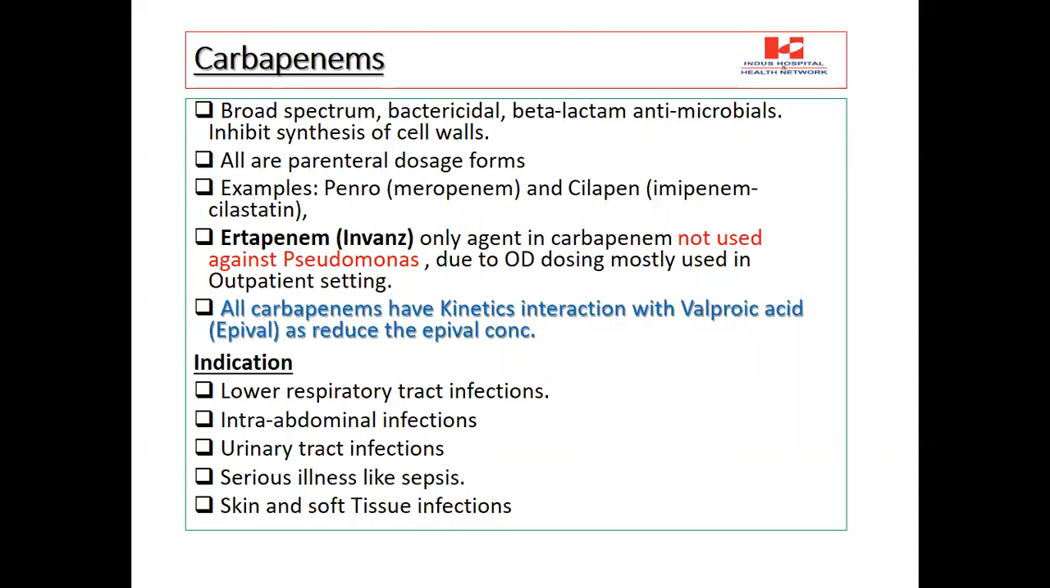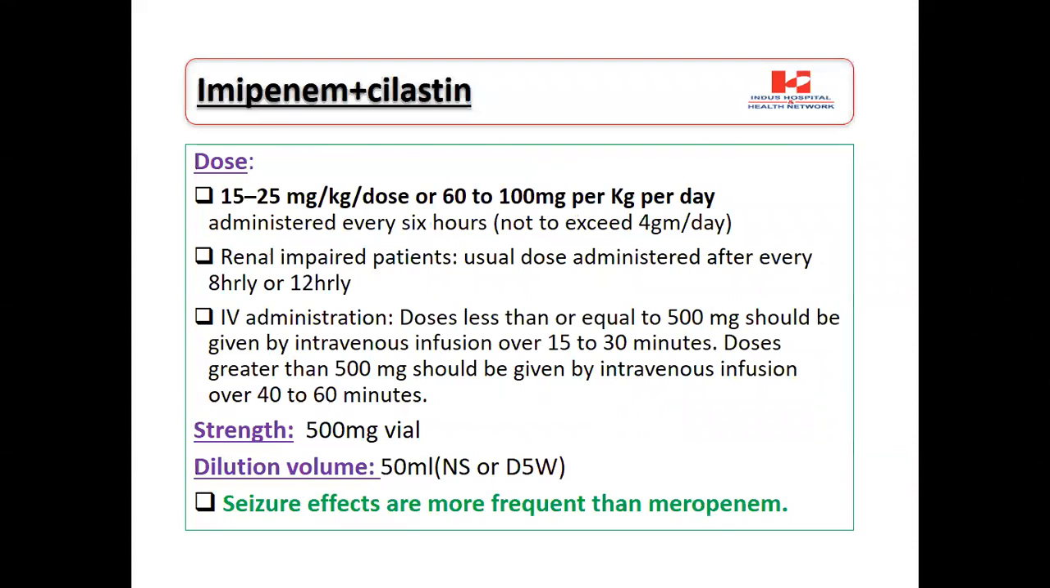It is indicated because it's a very broad spectrum antimicrobial class. It is indicated for MDR bacteria in the hospital or opportunistic infections, XDR bacteria in the hospital, lower respiratory tract infections, intra-abdominal infections, UTIs, and serious illness like sepsis, where we can use it as empiric therapy, and skin and soft tissue infections. One example is imipenem with cilastatin.